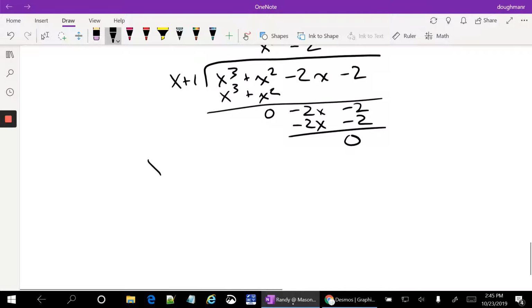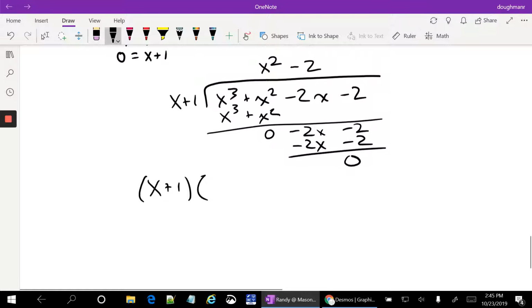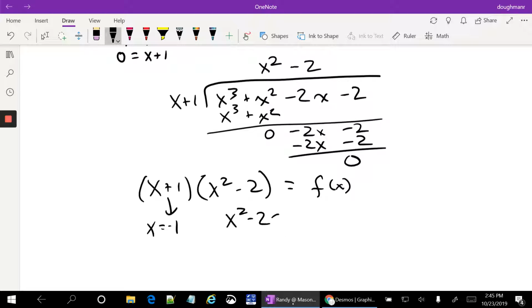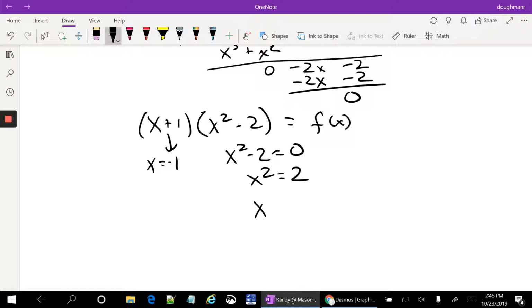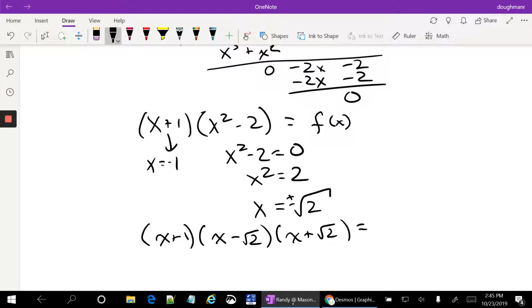So now I know that x plus 1 and x squared minus 2 are two factors of the function. So I know from here that x equals -1 is a solution, and now x squared minus 2 equals 0, so x squared equals 2. Remember we did this before, take the square roots of both sides, but remember there's a positive and a negative. So therefore, I know that x plus 1 is a factor, x minus the square root of 2 is a factor, and x plus the square root of 2 is a factor.